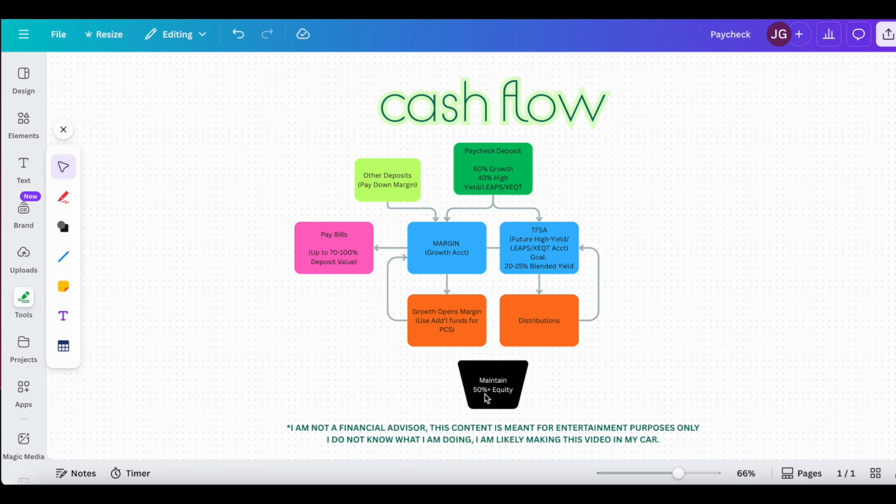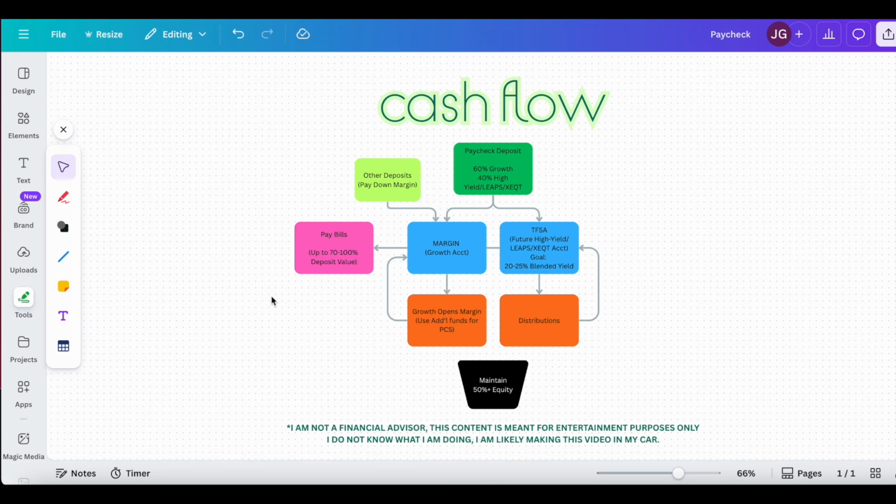And you can see here, I want to maintain 50% or more equity. So I have to make sure that I remove 50% or less of what I deposit. That's just how it works. I'm doing 70% because I'm hoping the other 20% is made up by my premiums, my dividends, and my growth, right? So in my margin. So that's what we're hoping.